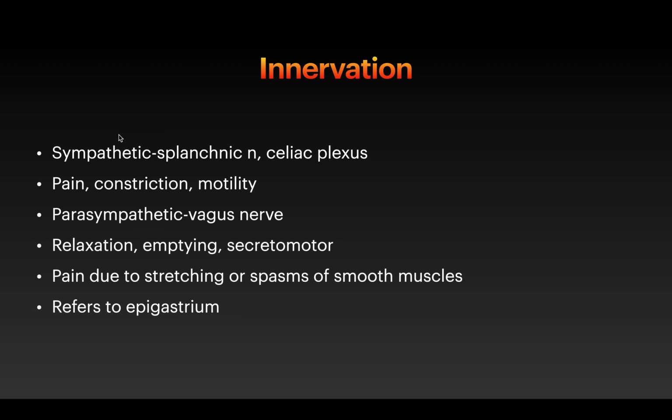So the stomach is innervated mostly by the splanchnic nerve and the celiac plexus in the sympathetic division, and that controls the pain, the constriction, and the motility of the stomach. On the parasympathetic, it's going to be supplied by the vagus nerve, which has a role in relaxation, emptying, and secretomotor functions. So it will secrete like mucus. There is pain due to the stretching or spasms of the smooth muscle, and it's not very well defined kind of pain. It's like dull, aching, non-focal pain, and usually that refers to the epigastrium.